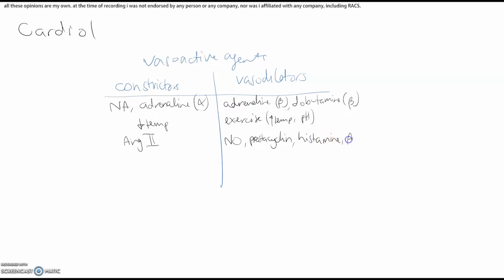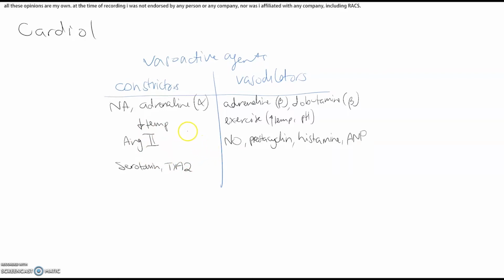And atrial natriuretic peptide. ANP, by virtue of its name, causes an increase in diuresis. One of the ways it does this is by vasodilation around the kidney. So the kidney vessels become vasodilated, GFR increases, and we end up filtering more fluid and therefore peeing out more. And again, on the other end of the spectrum, we've got substances such as serotonin and thromboxane A2, which cause vasoconstriction.